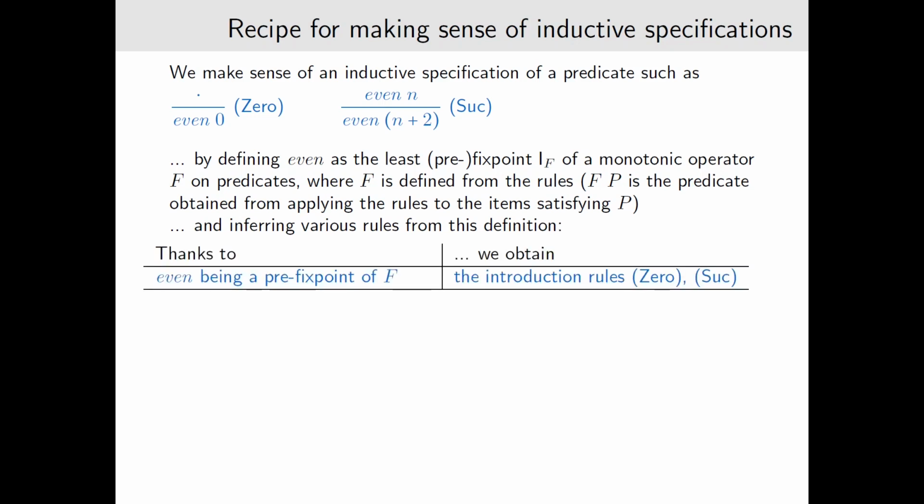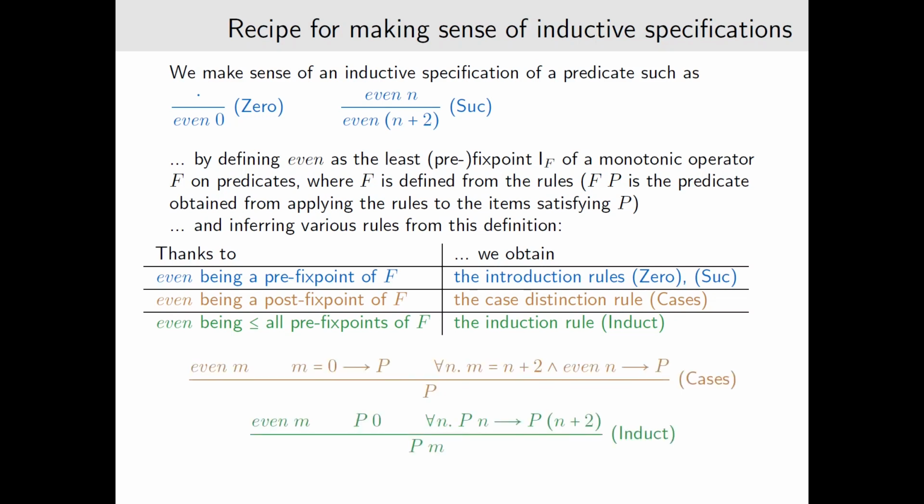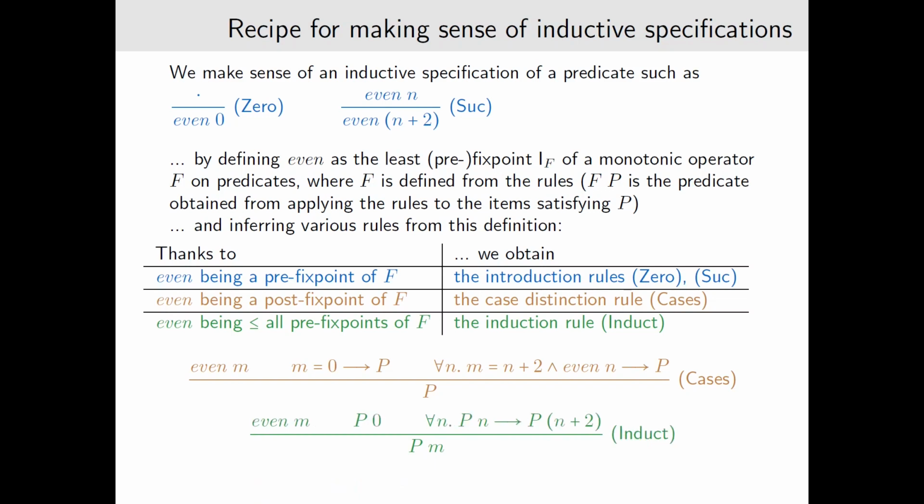So even being a prefix point of f gives us the introduction rules that the user wanted in the first place. Even being a postfix point gives us the case distinction rule. And even being smaller than all the prefix points gives us the induction rule. Okay, so this is the entire infrastructure, color matched here, that is produced after going through this semantic trip.